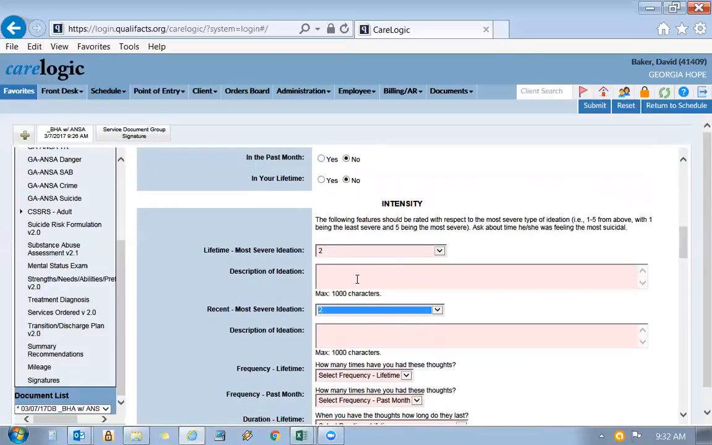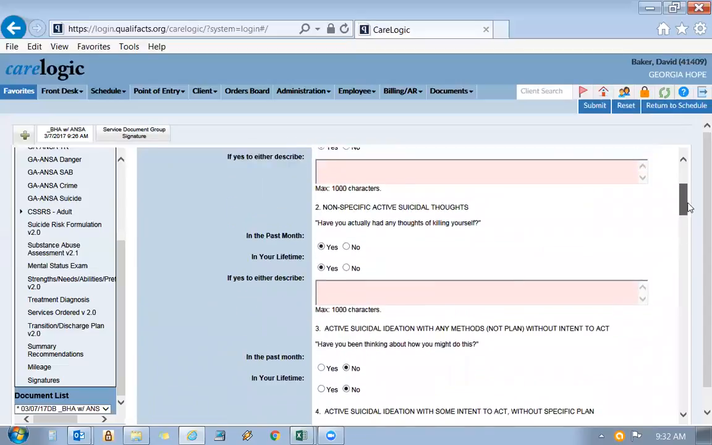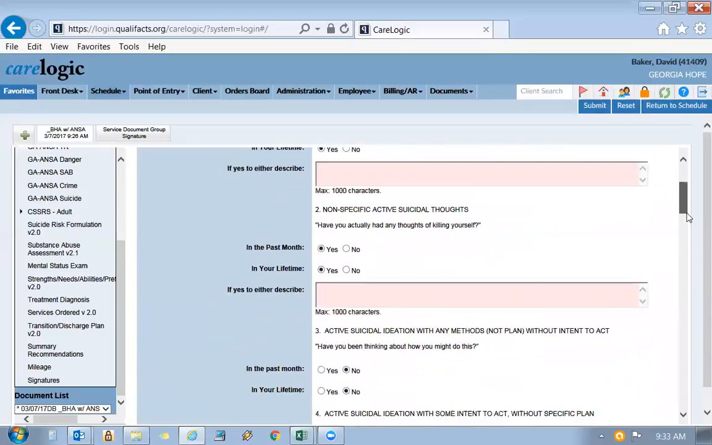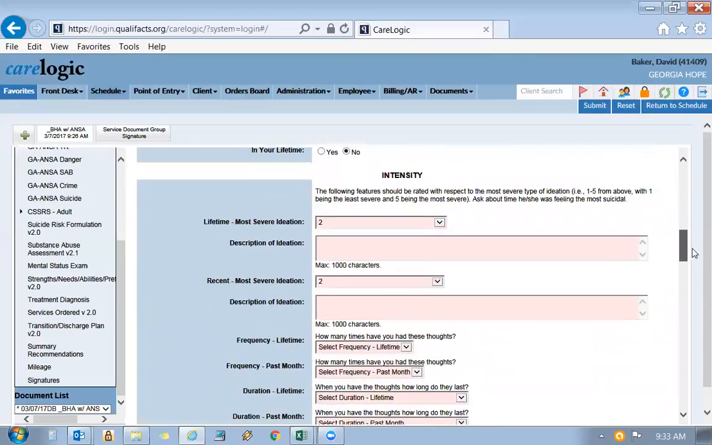And of course both of these intensity questions require you to give some explanation of what that ideation was all about, and most likely you've already answered that up here, so you can copy and paste the information from up here down into here. So that's it as far as this tutorial.